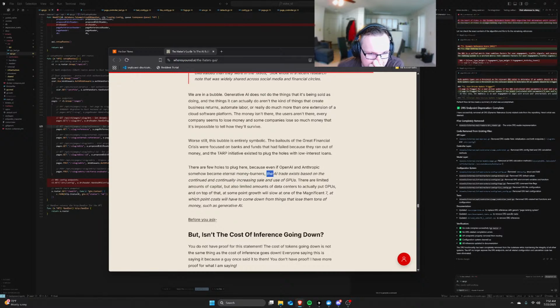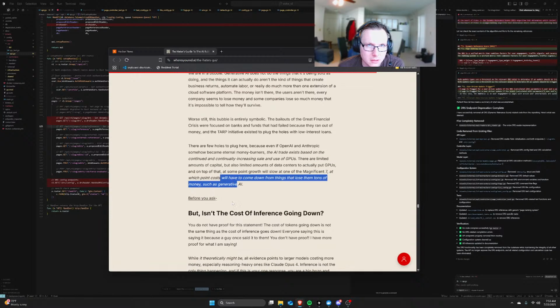The AI trade exists based on the continued and continually increasing scale and use of GPUs. There are limited amounts of capital, but also limited amounts of data centers to actually put GPUs. And on top of that, at some point, growth will slow at one of the Mag 7, at which point costs will have to come down from things that lose them tons of money, such as generative AI.